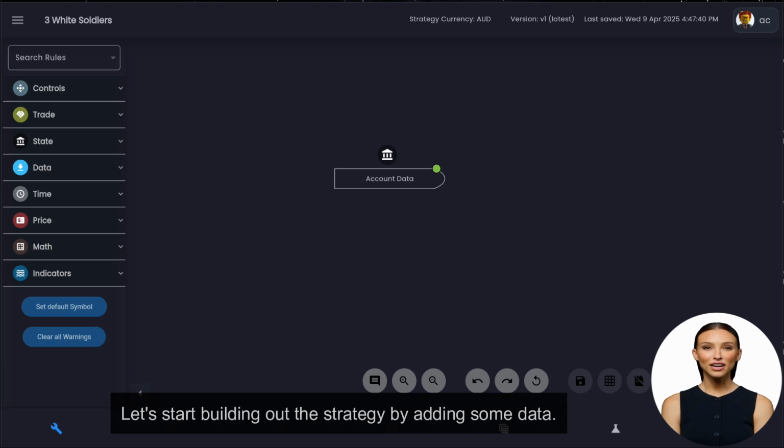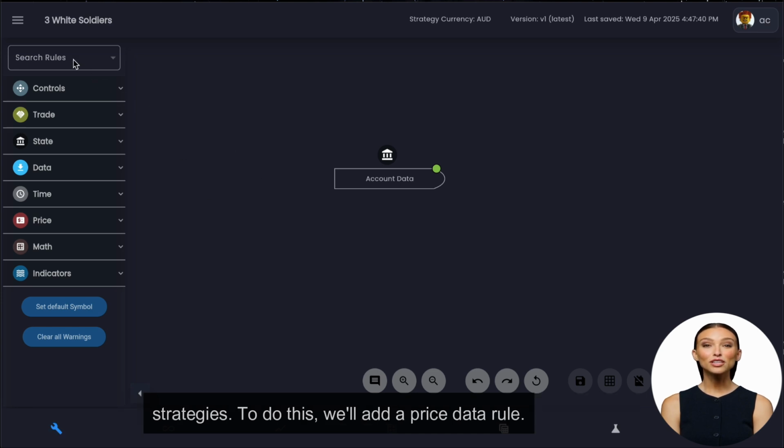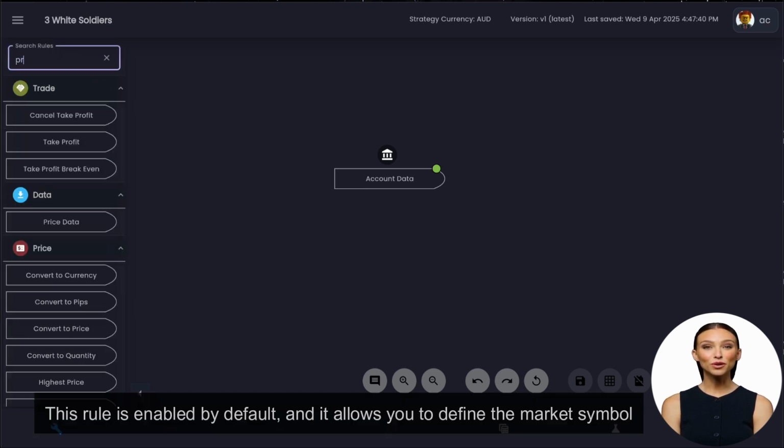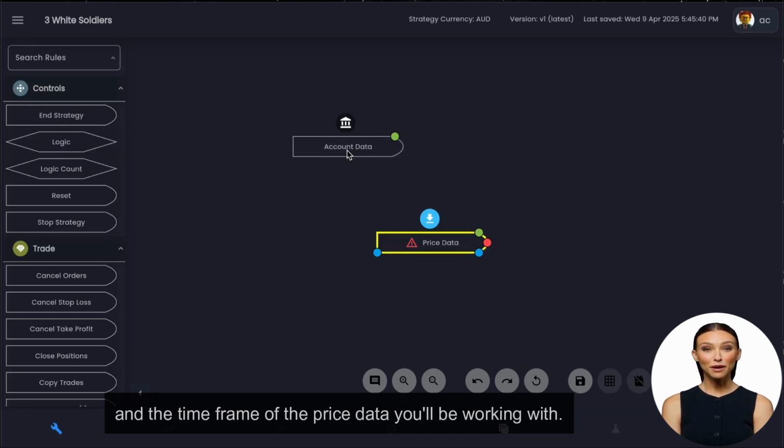Let's start building out the strategy by adding some data. The first thing we'll need is price data. This is the foundation of most trading strategies. To do this, we'll add a price data rule. This rule is enabled by default, and it allows you to define the market symbol and the time frame of the price data you'll be working with.